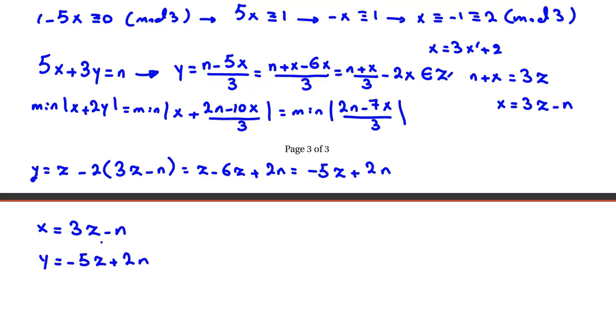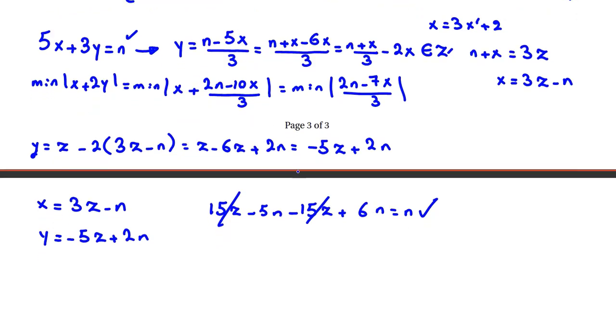Now let's check whether they satisfy this equation. 5x is 15z minus 5n. 3y is negative 15z plus 10n. Okay, so if we consider 3 times that, it is 6n. So 15z and negative 15z will be cancelled. 6n minus 5n is n. Okay. So this equation is satisfied.